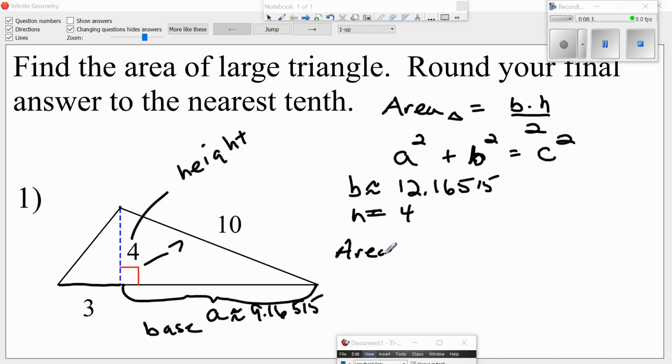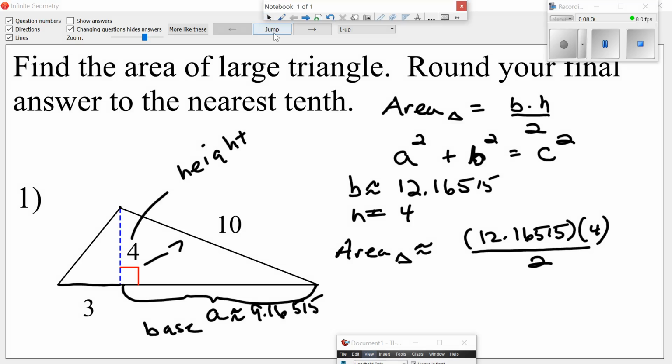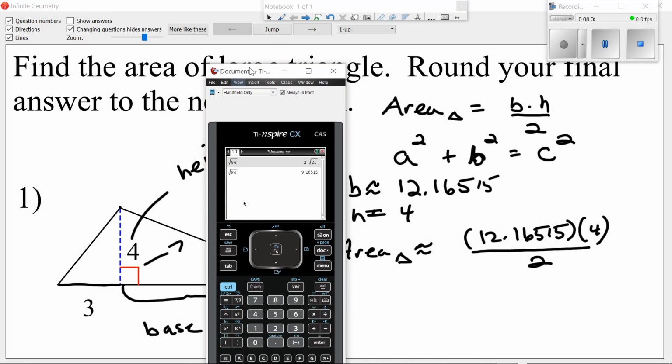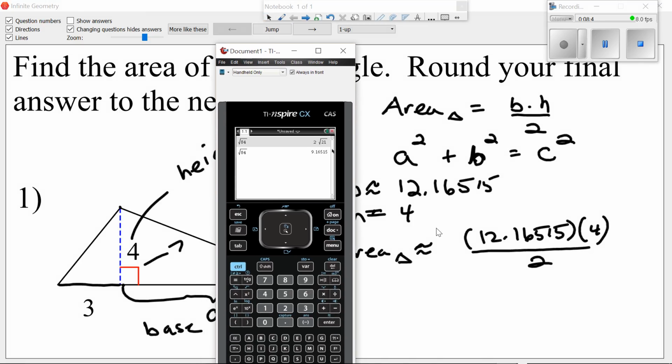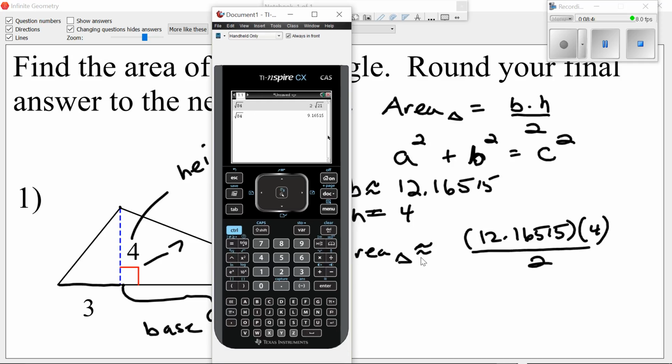The area of this triangle is approximately equal to my base, which is 12.16515, times my height, which is 4, all divided by 2. It always divides by 2 for finding the area of a triangle. I don't want to figure this out by hand. It'll take me about 3 minutes, but it's easier using a calculator.